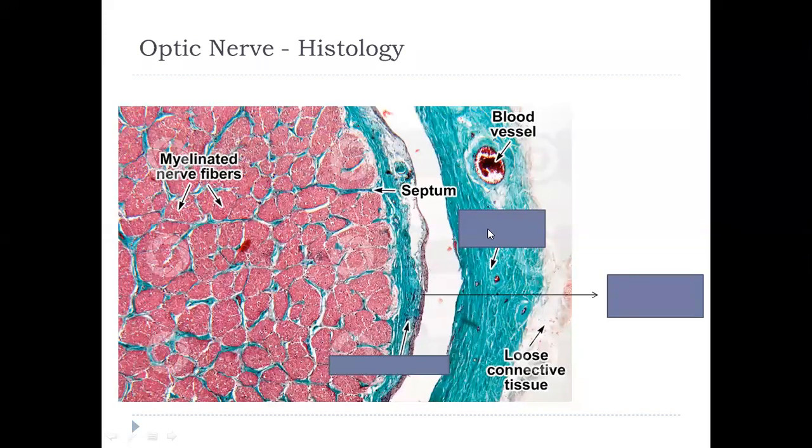So can you name this layer? You can type it in the chat. It's the outermost layer here. Label this outermost layer of the meninges. Yes, it's the dura mater. This is the dura mater.